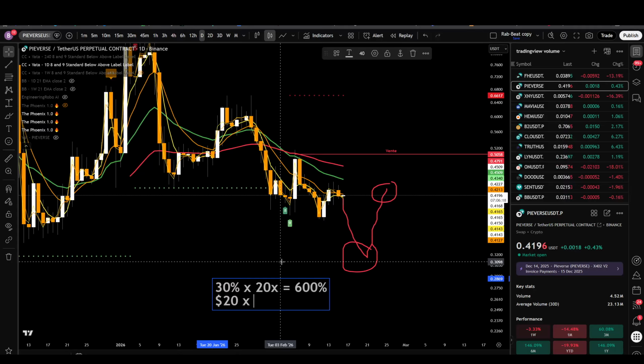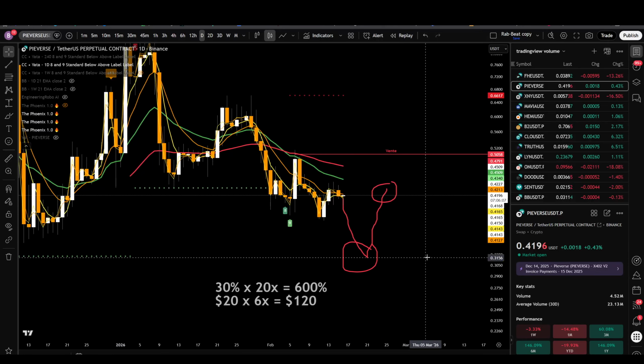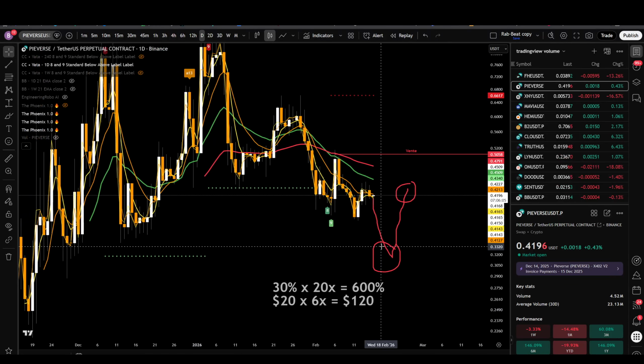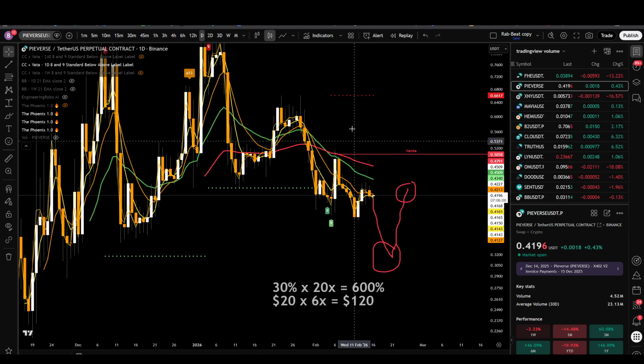So if you put in $20, and I always get this wrong, I don't know if this is right or not, but let's just say 600% is a 6x, then you made $120. So now you're growing your account, you're playing it safe. That's the way to do it. You're going to have some losses sometimes, but in the long run, if you stick to the rules, you're going to make money.